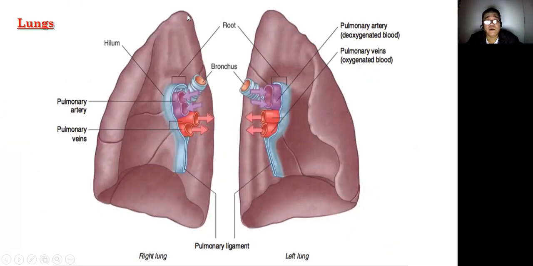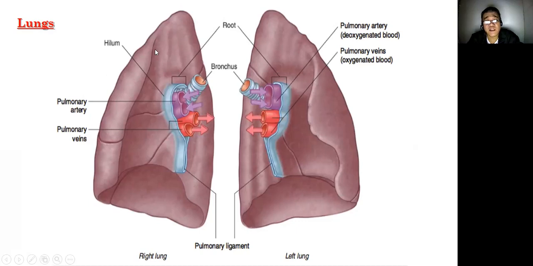Going now to the lungs. The lungs are a soft, spongy, elastic organ occupying the pleural cavity. They have several surfaces and borders. So the parts of the lungs: we have your apex. This is the apex.